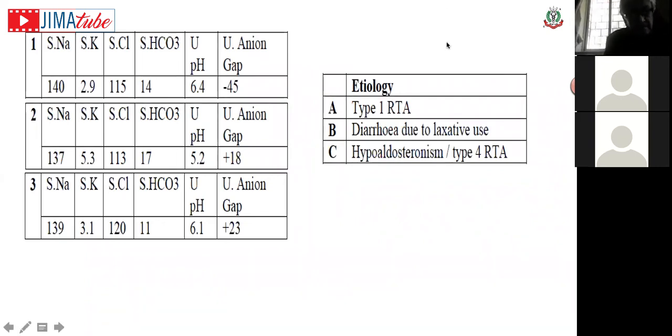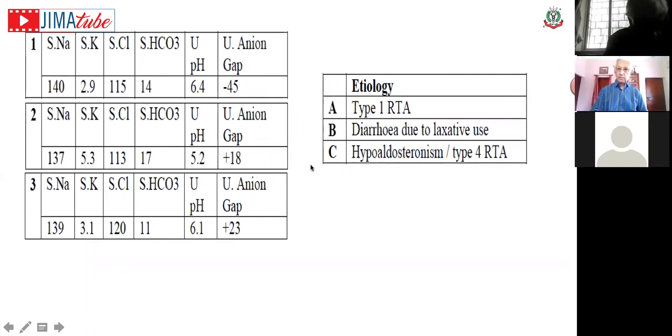Let's see if I get some answers here. 1 is B, 3 is A. Somebody is saying 1 is A, 2 is C. Okay.